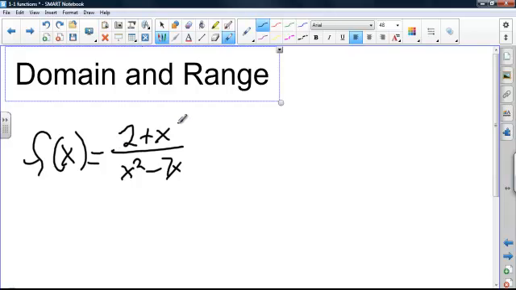So looking at this, we have to say, okay, when are we going to have problems with this? When x is what? Well, the only time we ever have a problem when we have something like this is when there's a 0 in the bottom. Big message. Can't divide by 0.